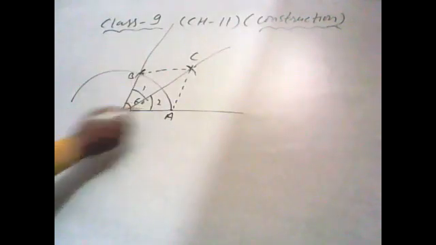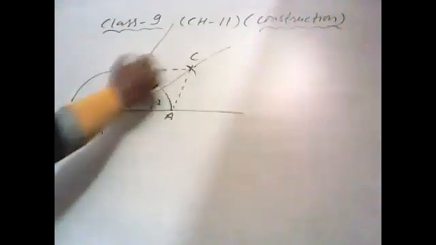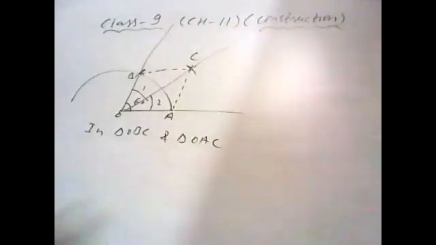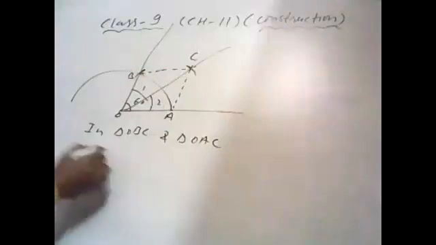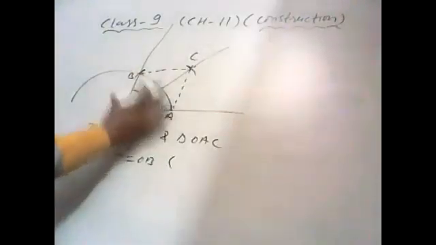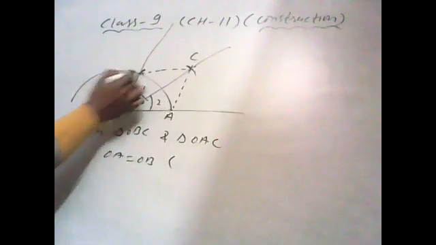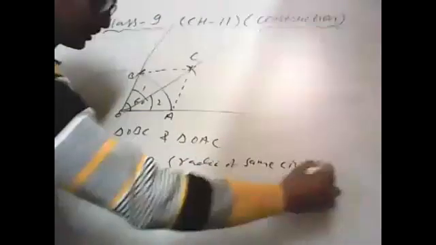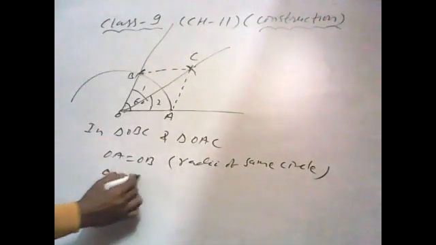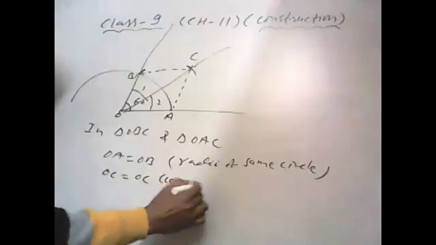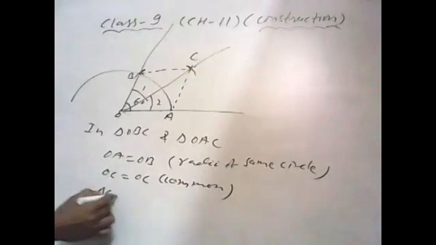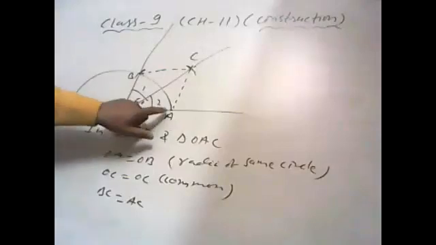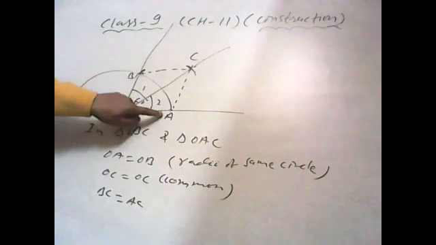Look, in triangle OBC and triangle OAC, look, OA is equal to OB. Why? Radii of the same circle. Yes or no? This OA and OB are the radii of the same circle. Now, OC, OC common. And BC and AC? BC and AC are arcs of the same radius, because by construction we cut the arc with the same radius from vertices A and B. Yes or no?